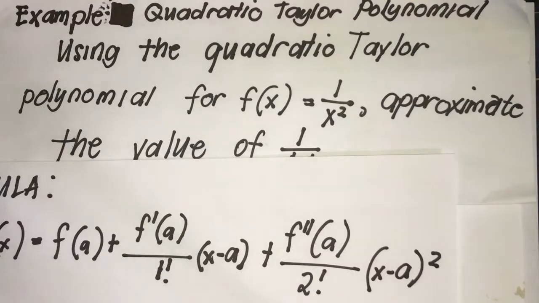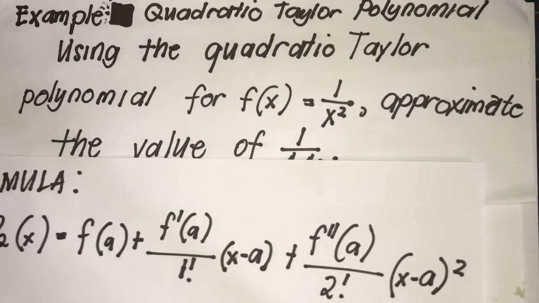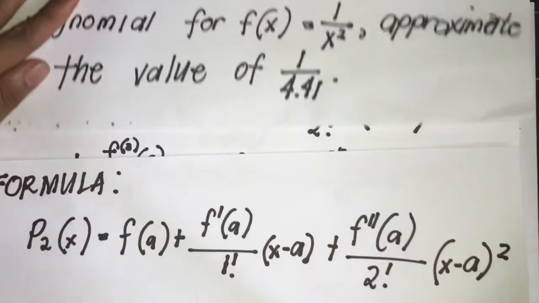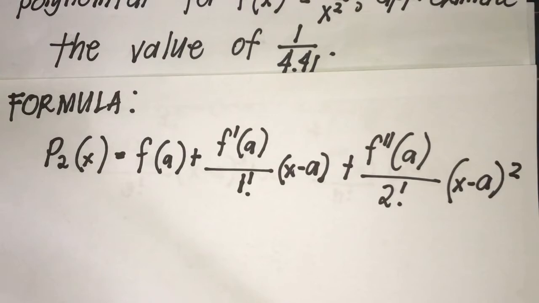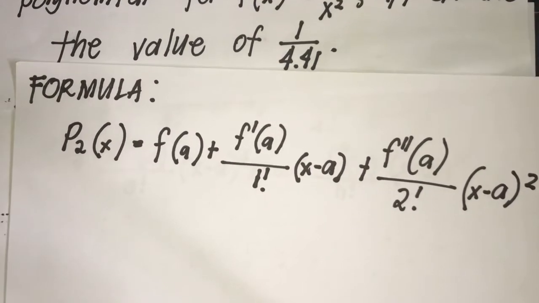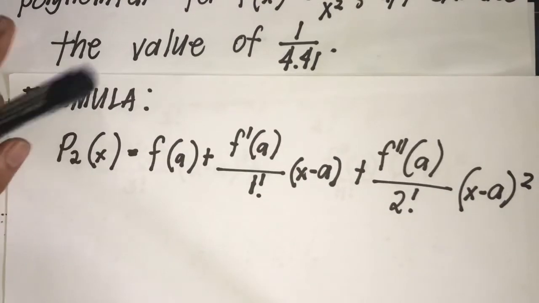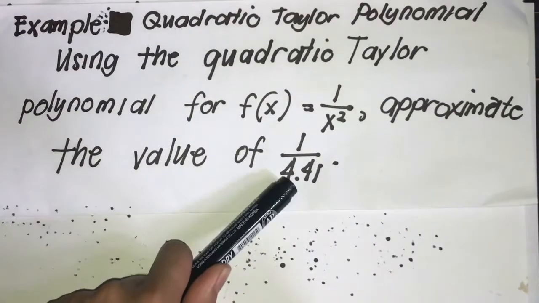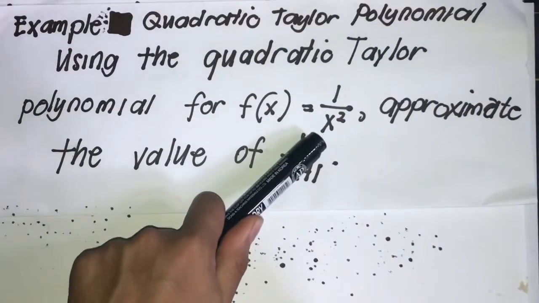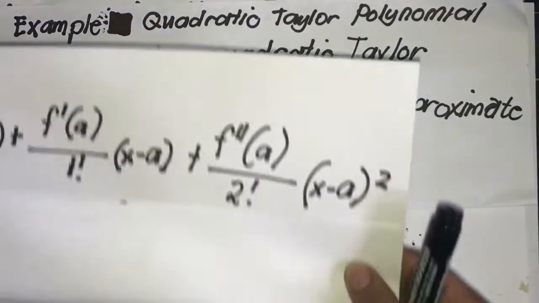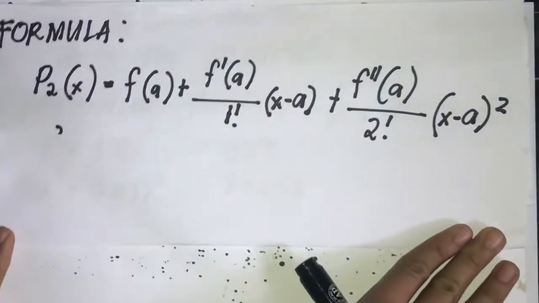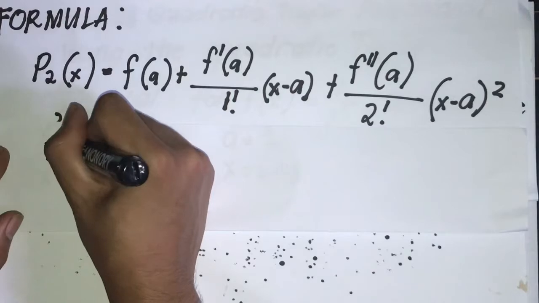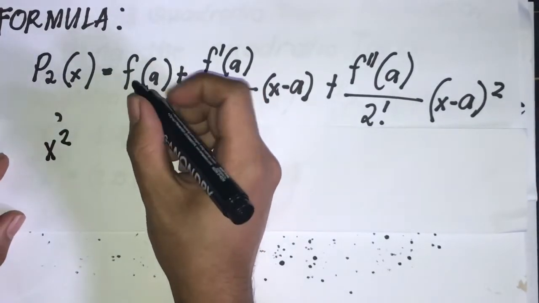There are actually suggested steps for approximating values. First, identify a function to resemble the operation on the number in question. Second, choose a to be a number that makes f of a easy to compute. And third, select x to make f of x the number being approximated. So for this, we need to have 4.41 in the form of x squared, because it's very important that we know exactly the value of x and the value of a.